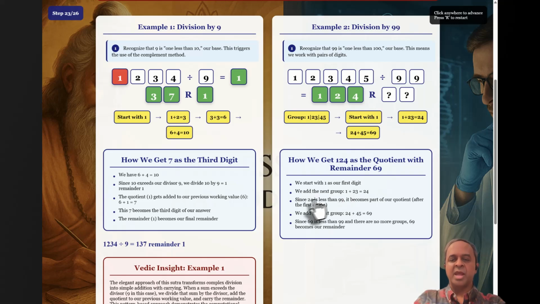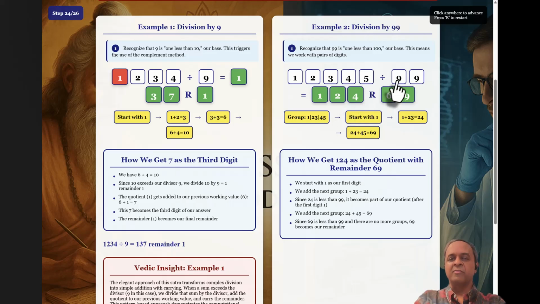We start with that. We add, like we talked about, 24. 24 is less than 99. So that becomes our quotient. 69 is less than 100, right? So that becomes our remainder, right? Straight away the answer. So you saw how quickly you could solve this.